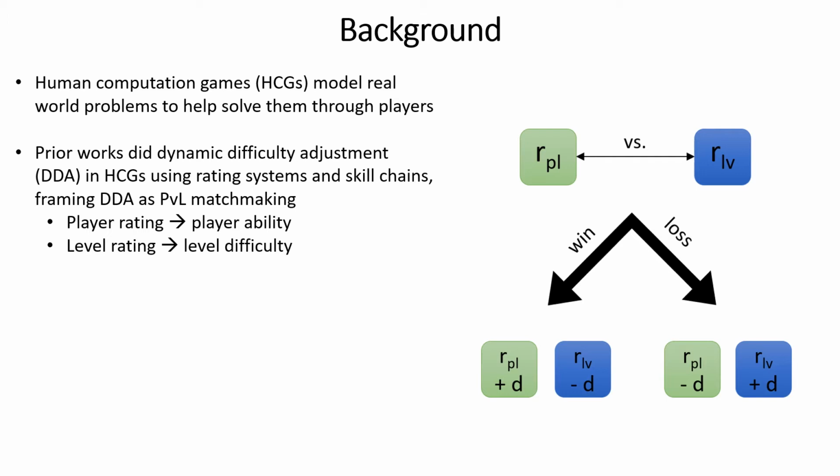And so, in some of our prior work, we have looked at difficulty balancing in these types of games using player rating systems and skill chains. Here we frame the DDA problem as one of player versus level, or PVL, matchmaking. A player's rating indicates how good the player is, while a level's rating indicates how difficult a level is. And then with these ratings, a rating system such as Elo, or in our case Glicko-2, can be used to matchmake between players and levels, which results in players being served levels that are appropriately difficult for their current skill.